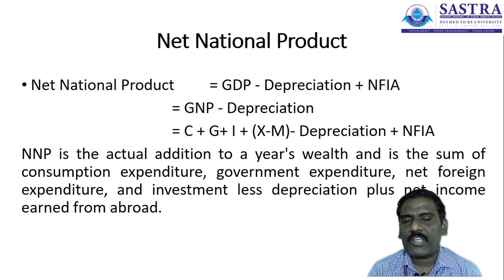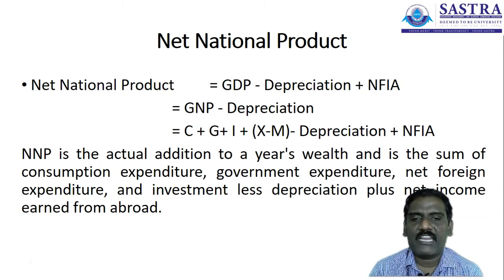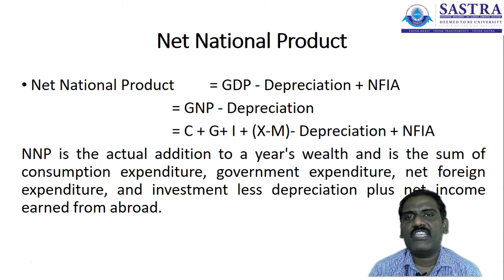The net national product is an actual addition to the year's wealth, and it is the sum of the consumption expenditure, government expenditure, net foreign expenditure and investment less the depreciation plus net factor income earned from abroad. On that basis, we are calculating the net national product.